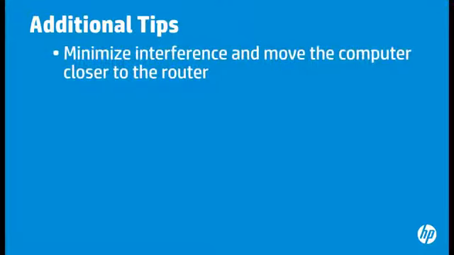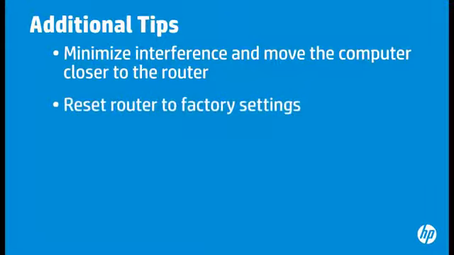If you are still having problems with your wireless connection, try moving the computer closer to the router and minimize interference from electrical devices or barriers. If you have installed a new router or made changes to the router settings while trying to fix connection problems, try resetting the router to its factory settings. See the manufacturer's user guide for more information.